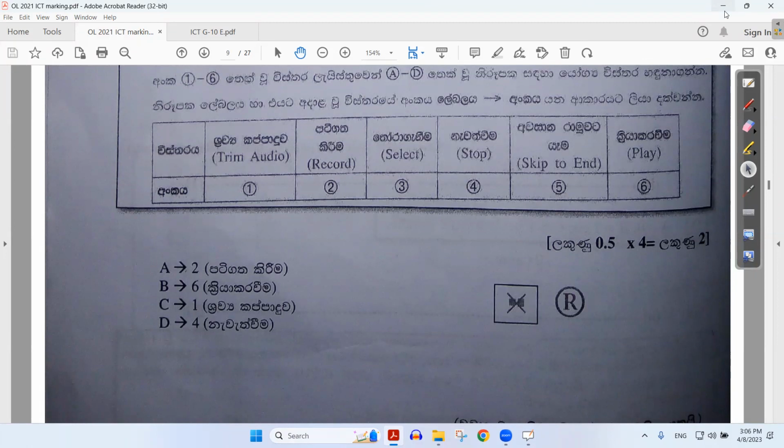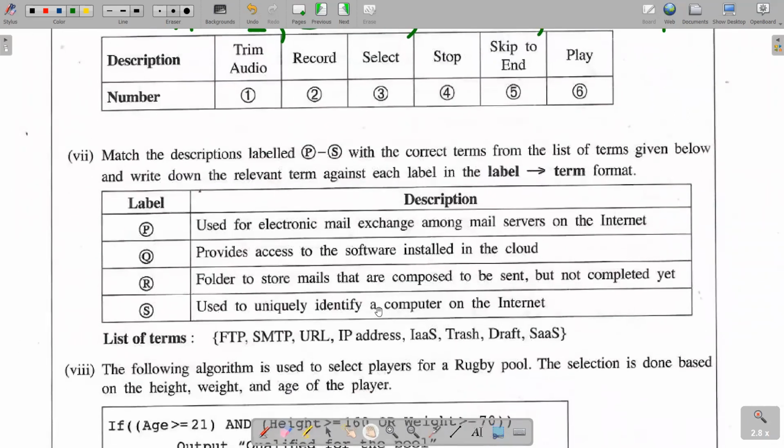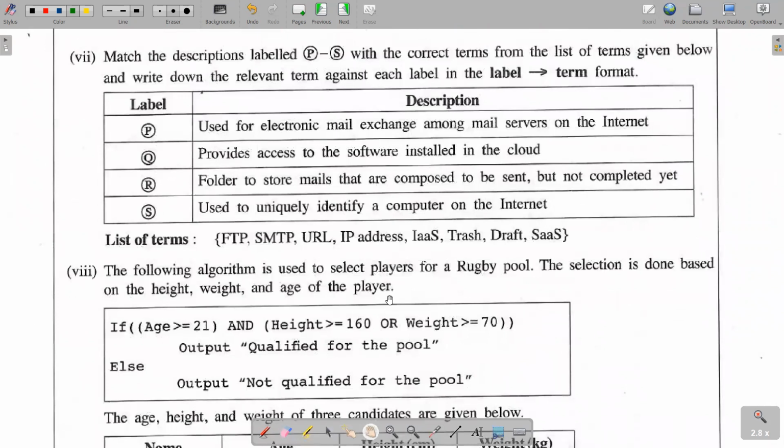Okay, moving to the next question, question number 7. In the 7th, they are asking: match the description labeled P to S with the correct term from the list of terms given below and write down the relevant term against each label in the label term format. Now you can recognize they have used this label term format on many occasions. So get used to it, people. That's the way most of the time that you are going to receive the paper.